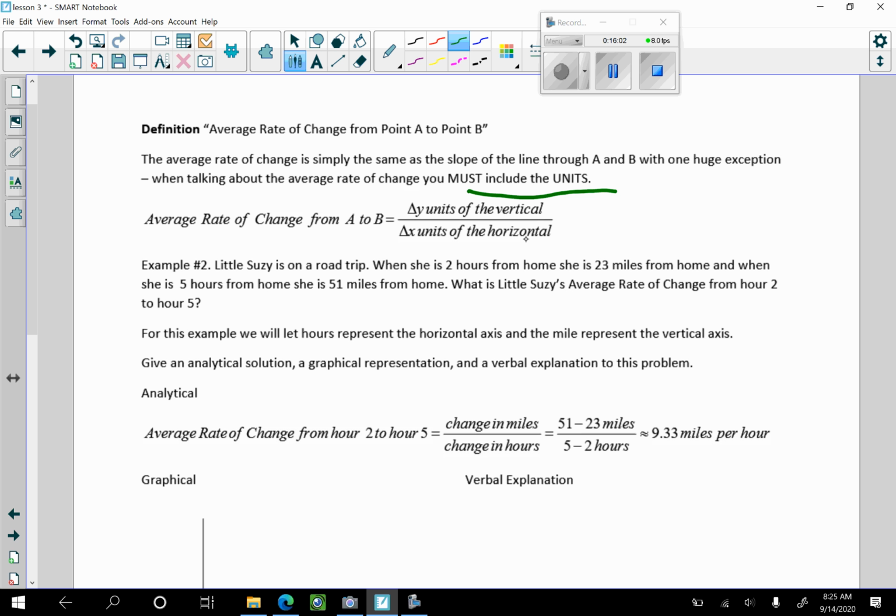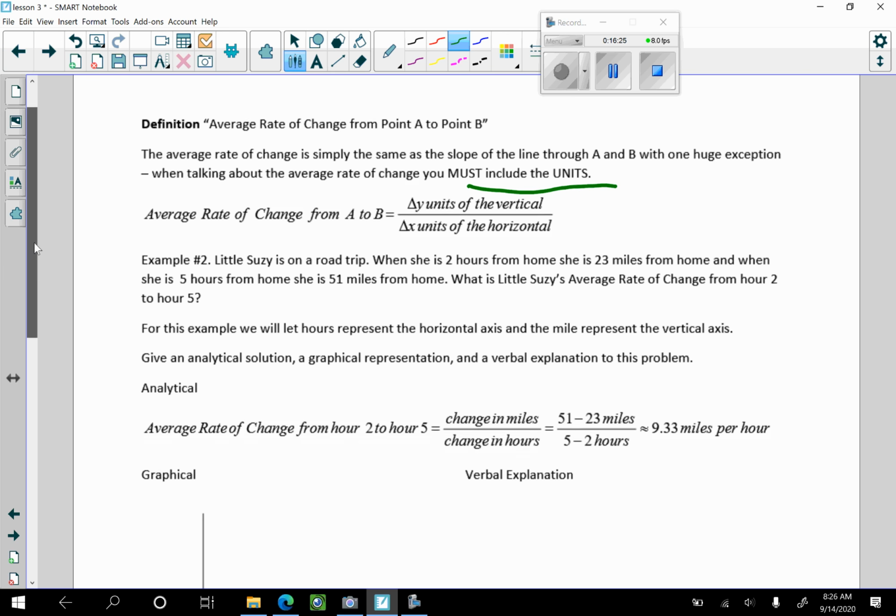Example 2, little Susie is on a road trip. When she is 2 hours from home, she is 23 miles from home. And when she is 5 hours from home, she is 51 miles from home. What is little Susie's average rate of change from hour 2 to hour 5?